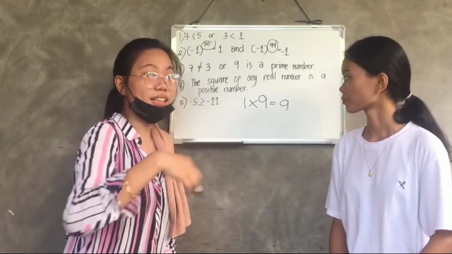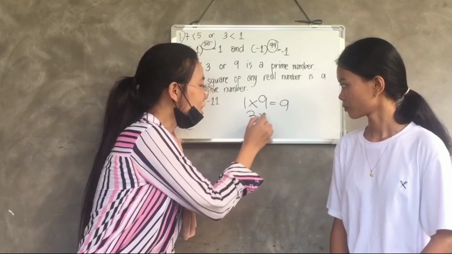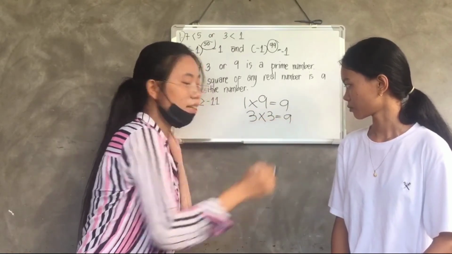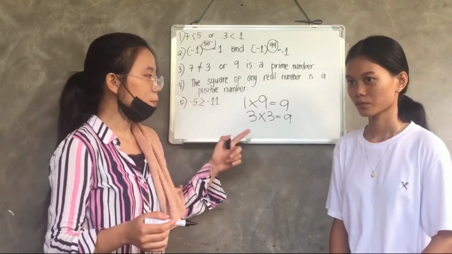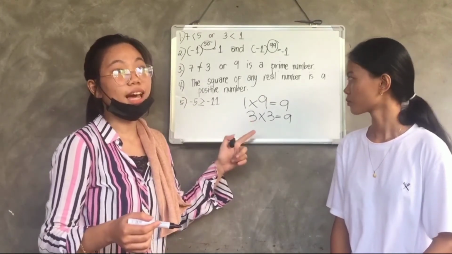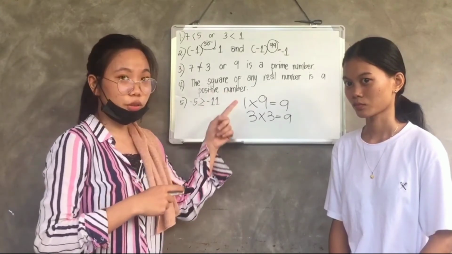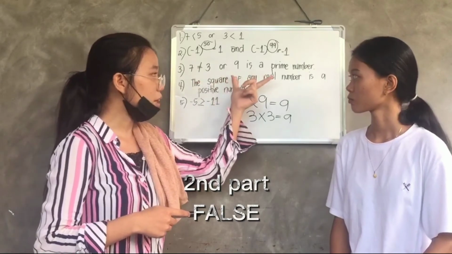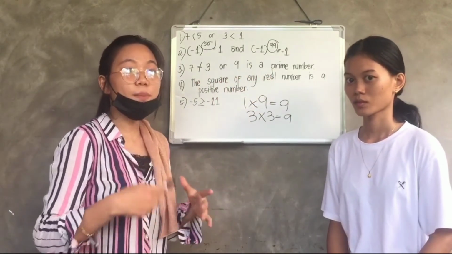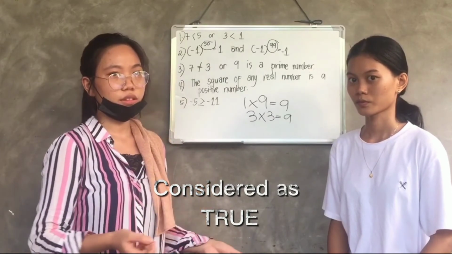But for the next example, 3 times 3 is equal to 9. That is not a prime number. This is not a prime number because 3 is an odd number. So the answer of this is true. Whether the first part is true but the second part is false, as long na may true doon si statement, it's considered true.